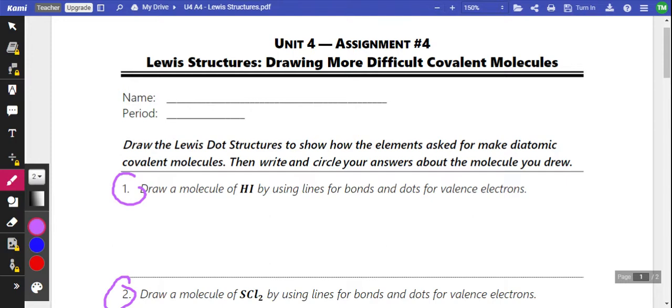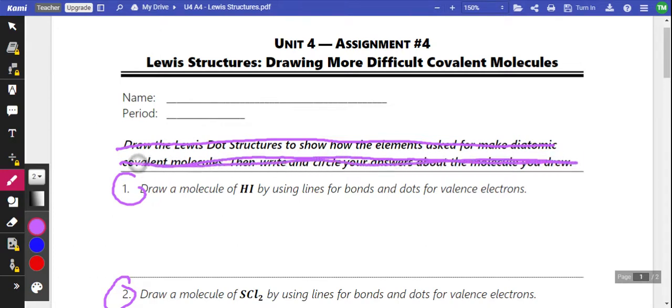Okay, but so far we've just dealt with some easy examples of making diatomic molecules where we just put two atoms of the same element together. Okay, we're going to step it up a little bit this time. So these instructions are actually from the last assignment. I forgot to change them.